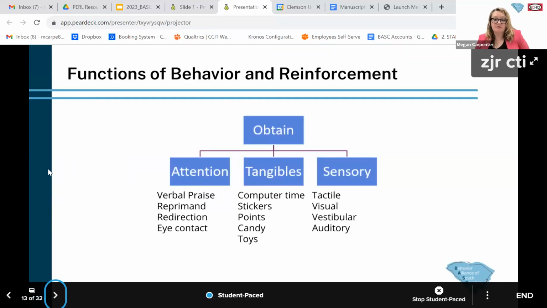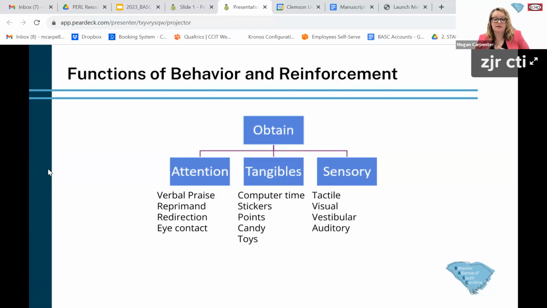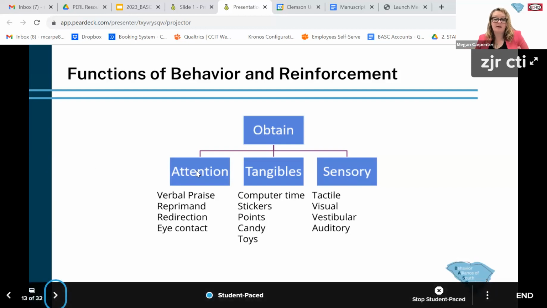So we look at our functions of behavior, going back to looking at obtain, so either attention, tangibles, or sensory. We have powerful reinforcers that are pretty common within classrooms that we can use to align to these functions. So for our students engaging in challenging behavior to obtain attention, when they're engaging in appropriate behavior, we can give verbal praise or eye contact. Sometimes we forget that even reprimand or redirection can also be attention. So we have to be careful about that as well.